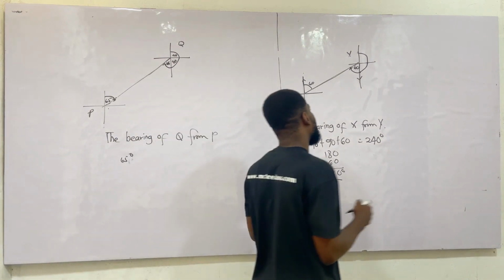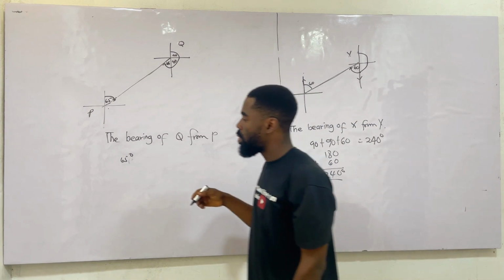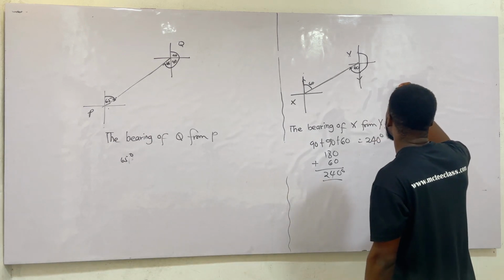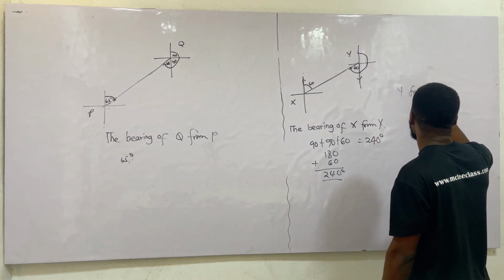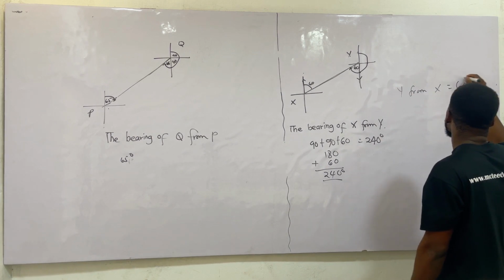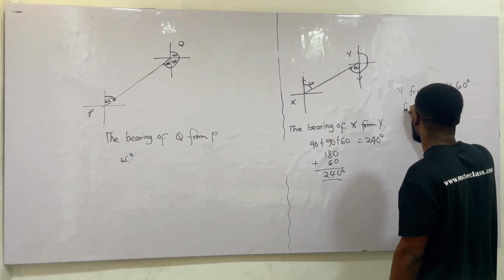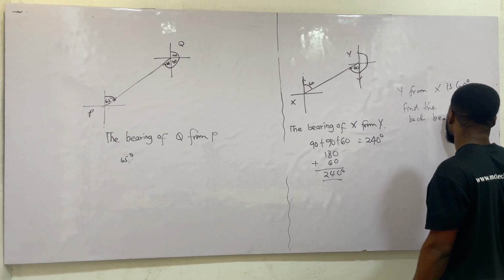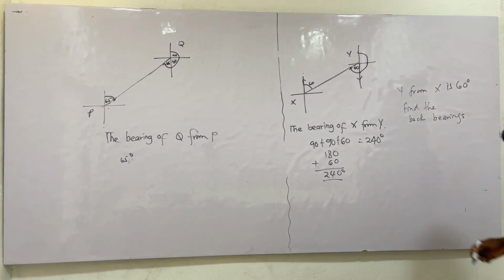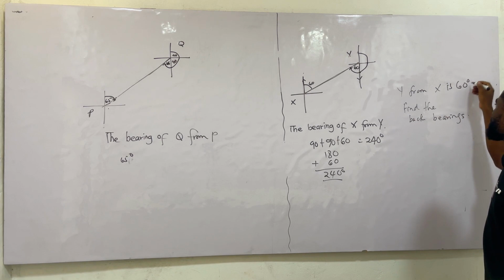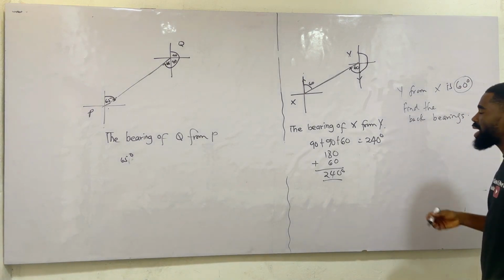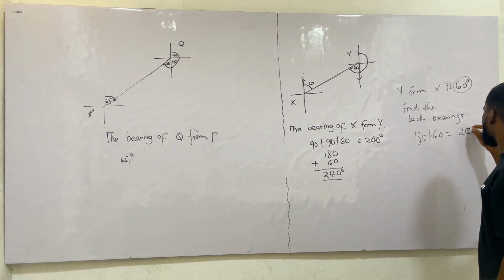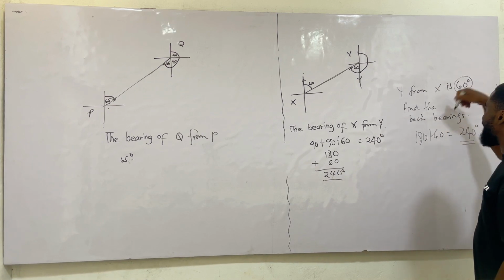But this is the hint here. This is for Section A. For instance, the bearing of Y from X is 60 degrees. Now find the back bearing. To find the back bearing is very easy. Since the angle given to us is less than 180, add it to 180. So that will be 180 plus 60 degrees. And once again, that gives 240 degrees. So if the angle given is less than 180, add it to 180.